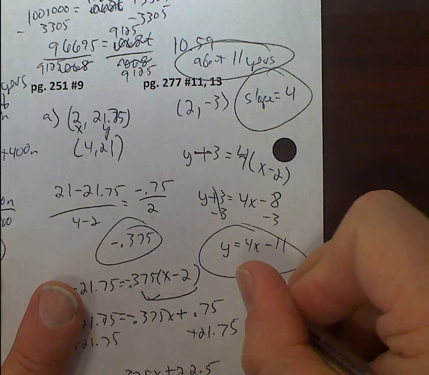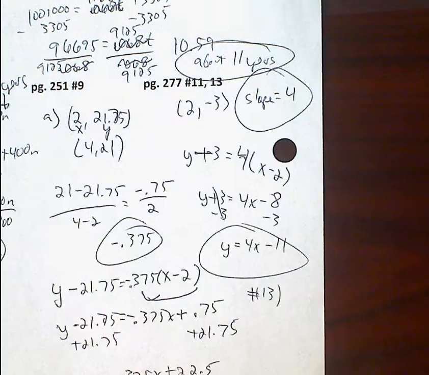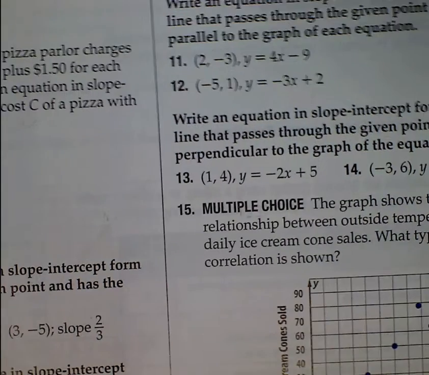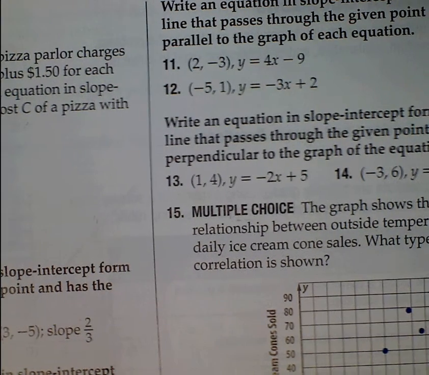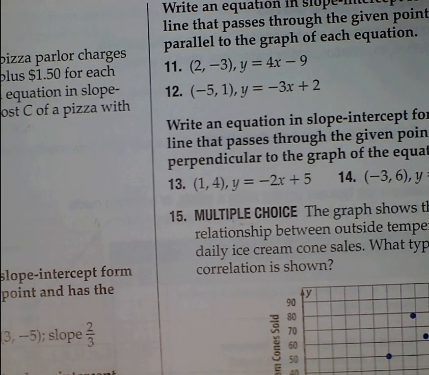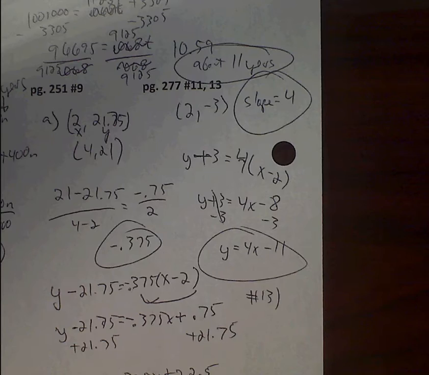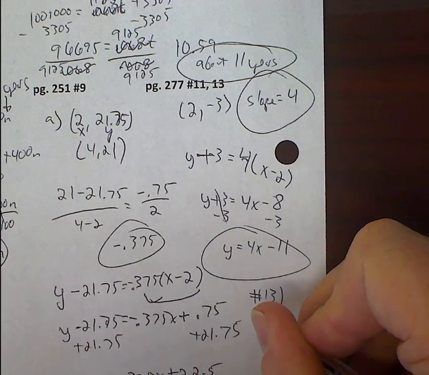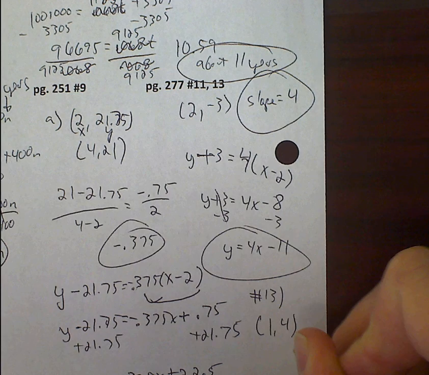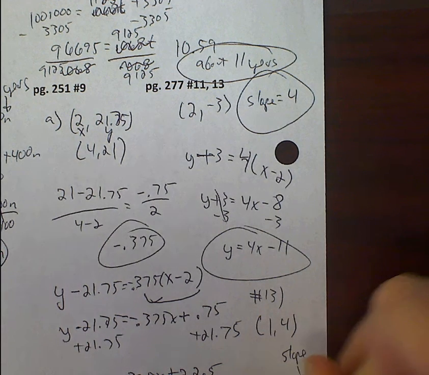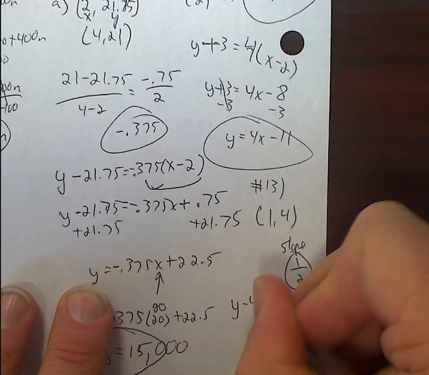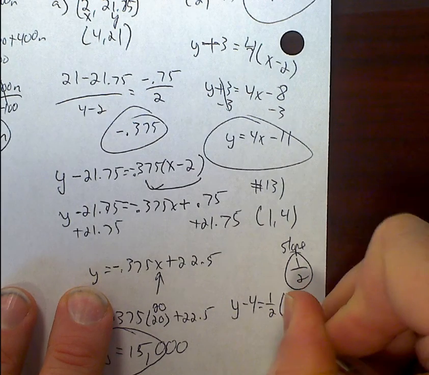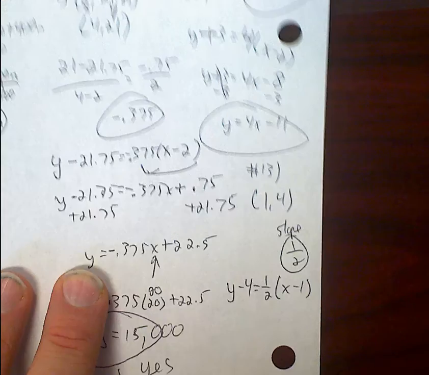Number 13. On number 13, we're actually going to do the same thing. But what we need to do is find a line perpendicular. Perpendicular means the opposite inverse. So if I'm given -2 over 1, that would be positive 1 over 2. So I'm going to use the point 1, 4, but my slope is going to be positive 1 over 2. So my point slope would be y minus 4 equals 1/2, x minus 1.